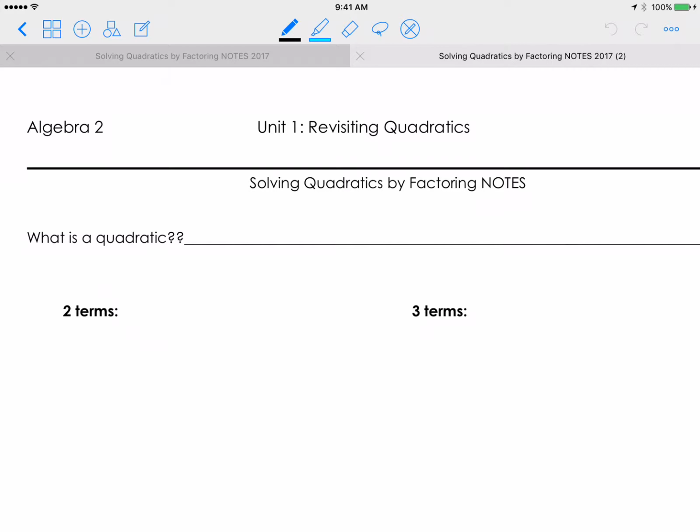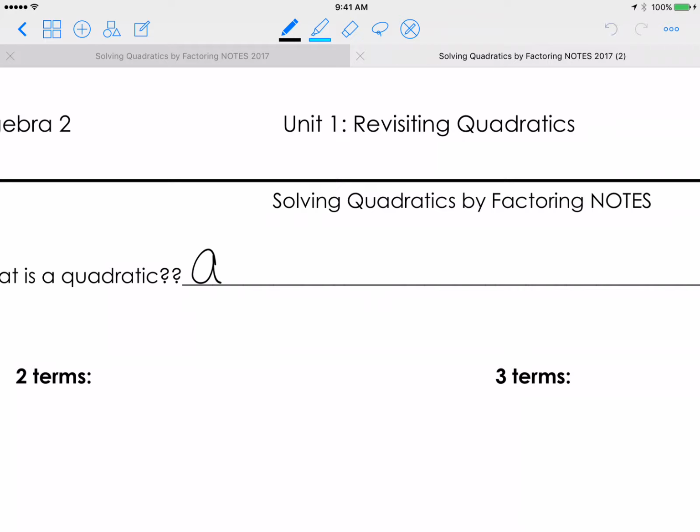Okay, so first let's talk about what a quadratic is. Typically, in standard form, a quadratic looks something like this: Ax squared plus bx plus c. And if it's an equation and we have to solve it, it's always going to have an equals, and we need it to equal 0. This is called a trinomial. Now, it can be a binomial when bx is not there, but we'll talk about that in a minute.